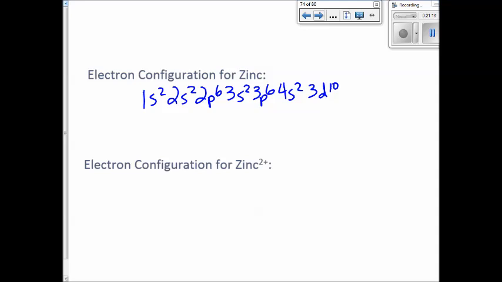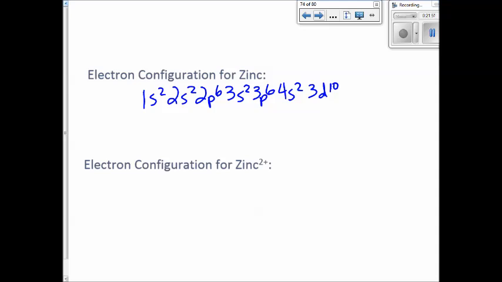So what is your configuration? Yes, it lands on 3d10 over here. 3d10 is going to be zinc. Okay? Now, if I am going to write out my configuration for zinc 2+, remember, zinc is not a MOM. Zinc, silver, cadmium, not MOMs. Remember, they're the different ones. Zinc goes to +2, silver goes to +1, and cadmium goes to +2.